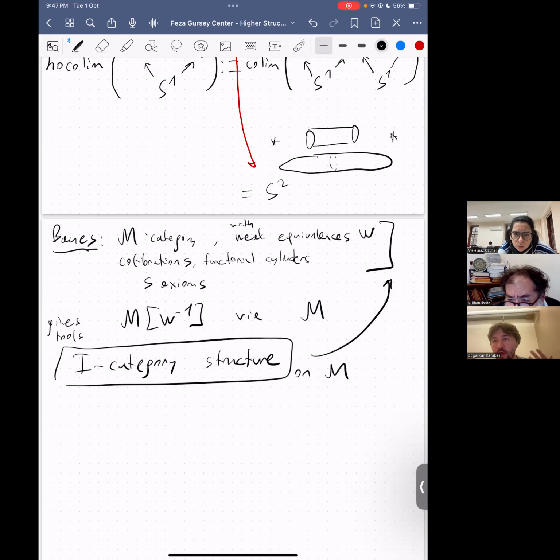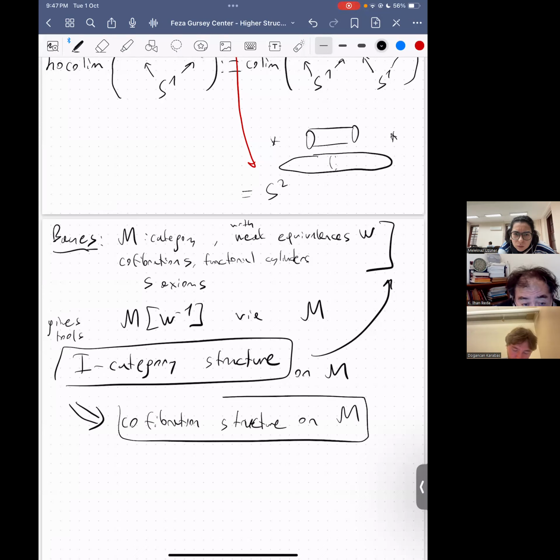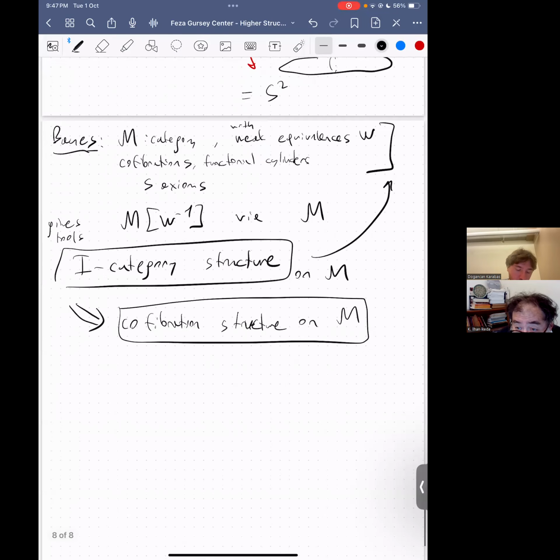So basically, in the category of topological spaces, for the I-category structure, the cofibrations are relative CW complexes. I kind of ignore that, but the cylinders are the usual cylinders. With the usual cylinders, you have an I-category structure on the category of topological spaces, which helps you understand homotopy theory of topological spaces. And he showed that if you give me an I-category structure, it gives you a cofibration structure. It implies that. This is like half a model structure.